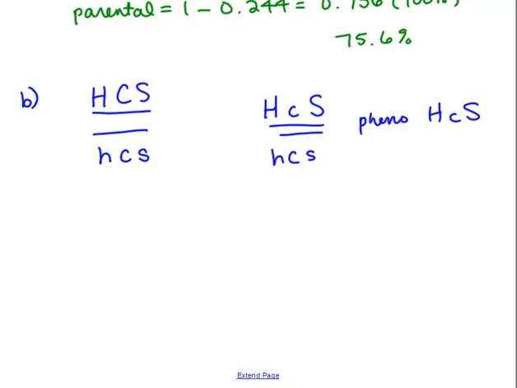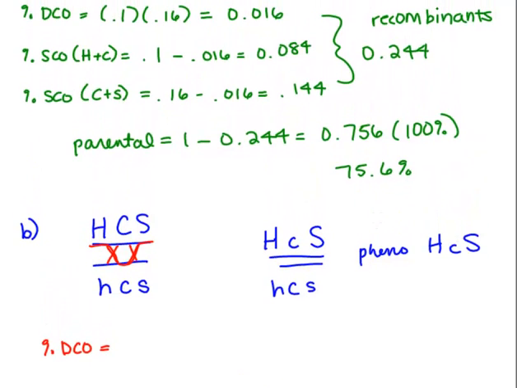So how would you get that gamete? Well, you would have to do double crossover. If you follow it, big H, follow it down, little c, follow it back up is big S. Now remember, double crossover is what we found above to be 0.016.